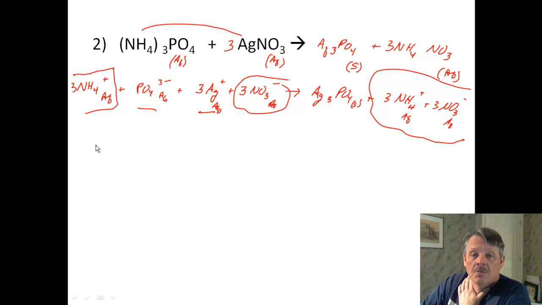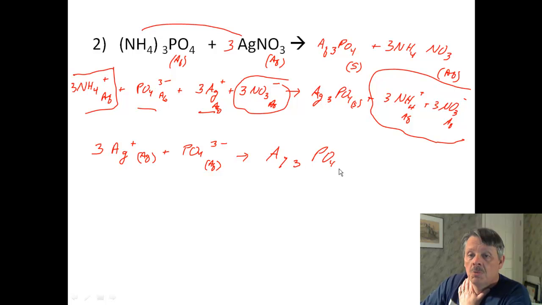I'm going to reverse those just because it'll look prettier. So I have 3 Ag, and they're positive, and they're aqueous. And I'm adding that to a PO4, which has a 3 minus charge, which is also aqueous. And they're going to produce Ag3PO4, and that is a solid. So that is our final net ionic equation that got rid of the things that were duplicates on both sides.